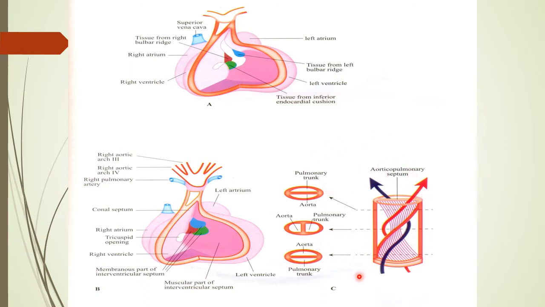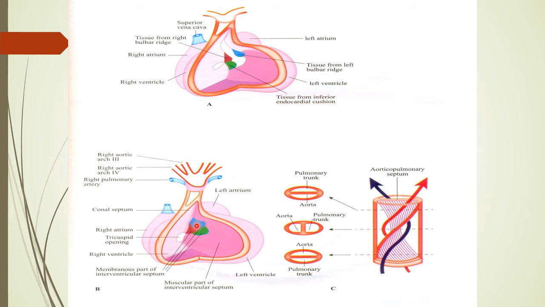And due to this spiral arrangement, the ascending aorta and pulmonary trunk are related to each other in a spiral fashion. If you look at the gross anatomy of the heart, or look at a picture of it, you will see that the pulmonary trunk and ascending aorta form a kind of spiral around each other. That is due to the spiral formation of the aorticopulmonary septum.